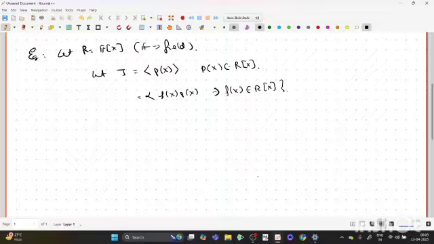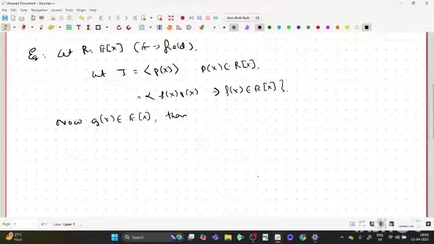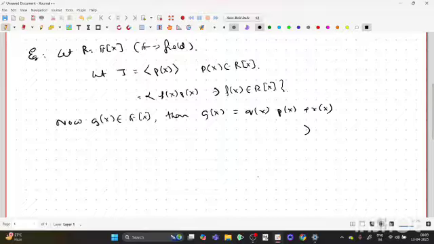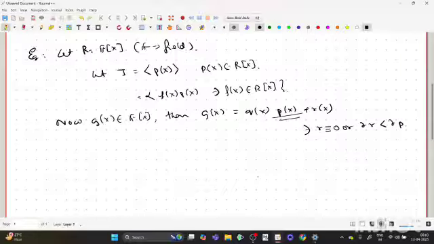Now observe that if g(x) is an element of F[x], then we know that I can divide g by p. Then I can write g(x) as q(x) times p(x) plus r(x). We had already proved this, and since we are talking inside a field, this factorization is in fact unique. What more, we have that r is either identically 0 or the degree of r is less than the degree of p. Here we are dividing by p and not by q.